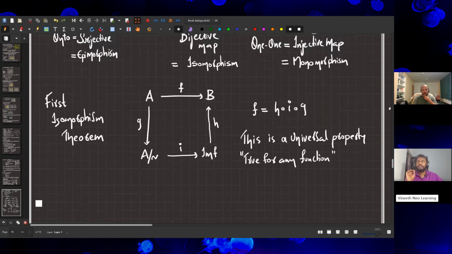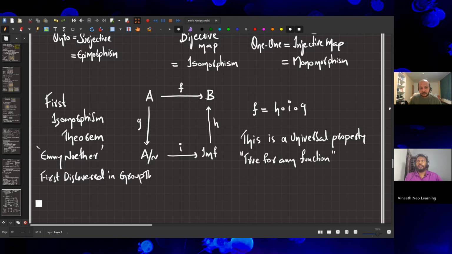This was actually discovered by Emmy Noether. It is also known as Noether's theorem. Emmy Noether first discovered it in the context of group theory, which is why this is widely considered the most important theorem in algebra.